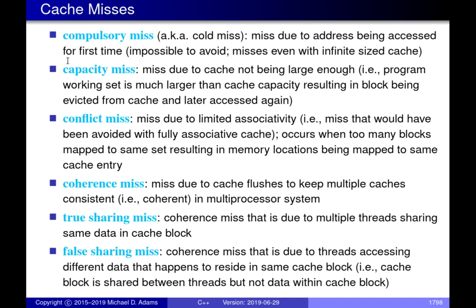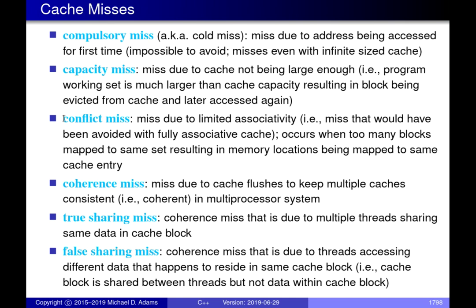The next type of miss is what's called a capacity miss. And this is a type of miss that's due to the cache not being large enough. Effectively, the program is trying to use more memory than what can be fit into the cache. And because of this, from time to time, blocks are going to get evicted. And then when the program later accesses the data associated with those blocks that were evicted, it will get a miss, a capacity miss.